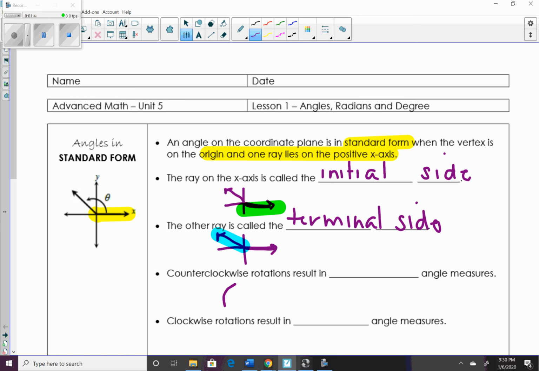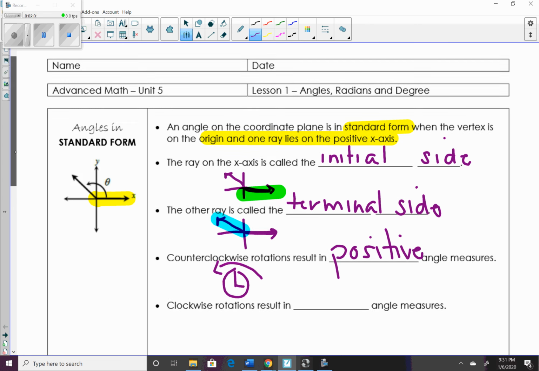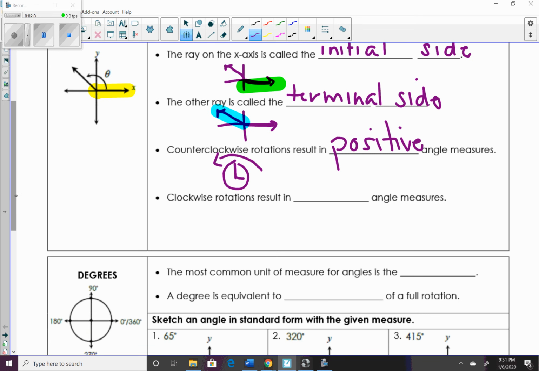Counterclockwise, so if I draw a little clock here, there's my clock. Counterclockwise rotations, they go against the clock, result in positive angle measures, and clockwise rotations, meaning they go in the direction of a clock, result in negative angle measures.